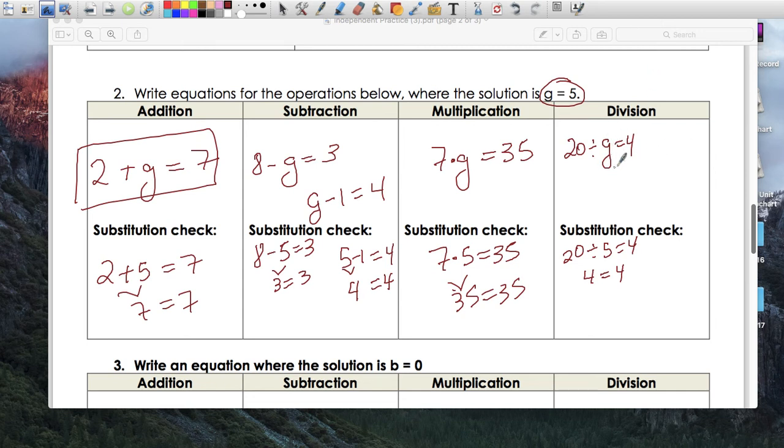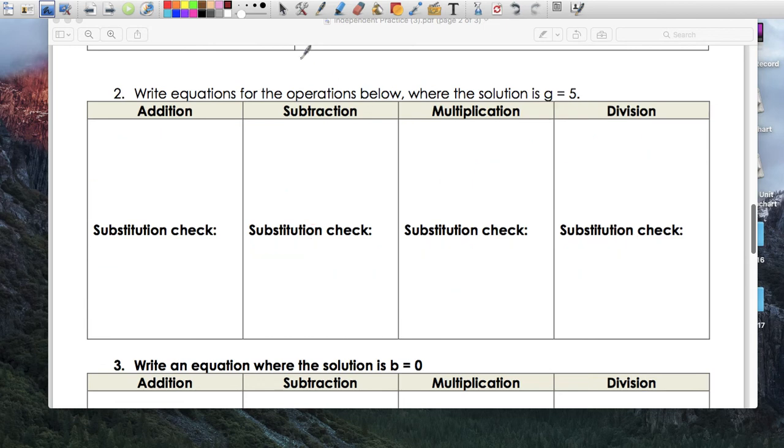Another one I'm going to do is I'm going to put the variable on top. So let me put this as a fraction. g over 5 equals 1. So if I substitute this, will I get 1? So g is 5, and 5 over 5 equals 1, yes, because 5 over 5 is 1, and that's going to equal the other side. Okay, so there are my examples.